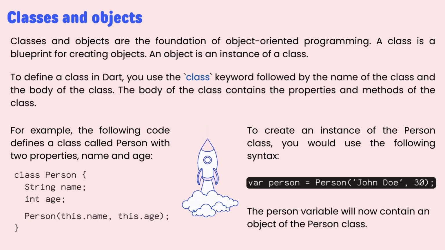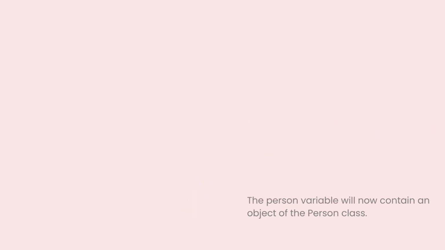To define a class in Dart, you use the class keyword followed by the name of the class and the body of the class. The body of the class contains the properties and methods of the class. For example, the following code defines a class called person with two properties, name and age. To create an instance of the person class, you would use the following syntax. The person variable will now contain an object of the person class.